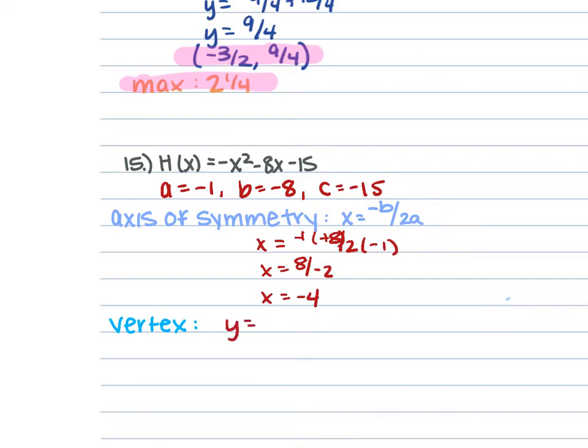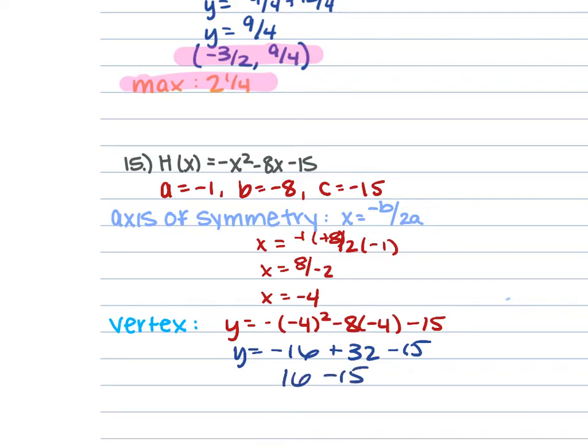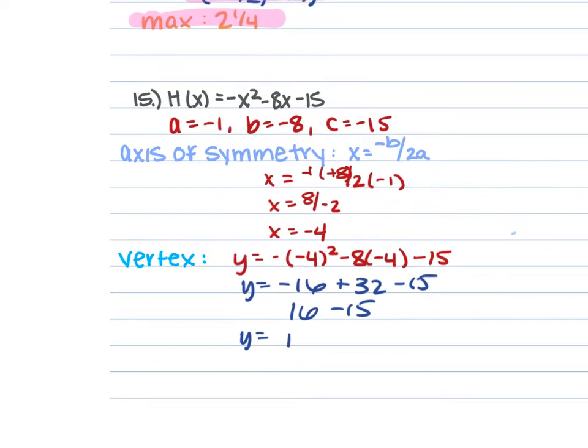For our vertex, we're going to have y is equal to a negative times negative 4 squared minus 8 times negative 4 minus 15. So this is going to be y is equal to negative 16 plus 32 minus 15. So the negative 16 plus 32 is positive 16, minus 15 is 1. So this is going to give us a vertex of negative 4, 1. And then that a is negative, so we're going to have a maximum value at 1.